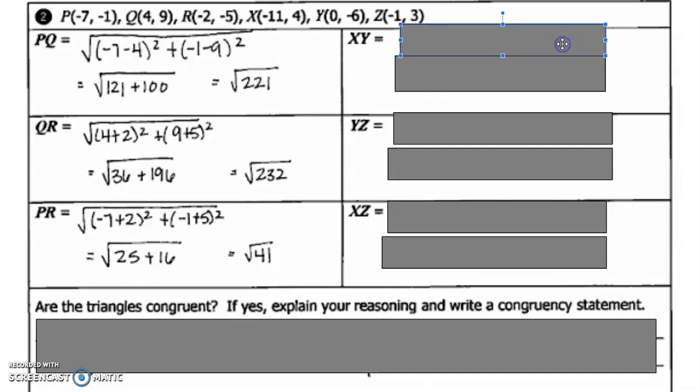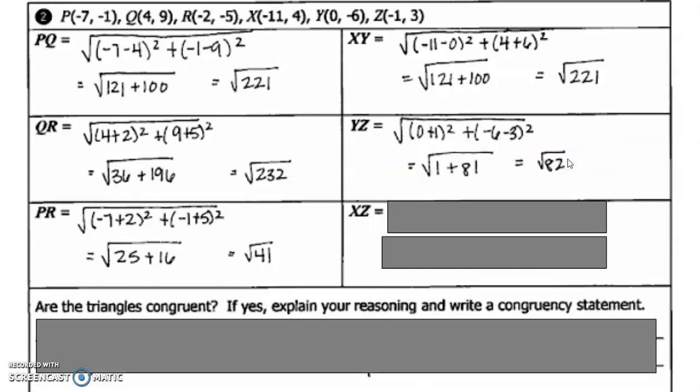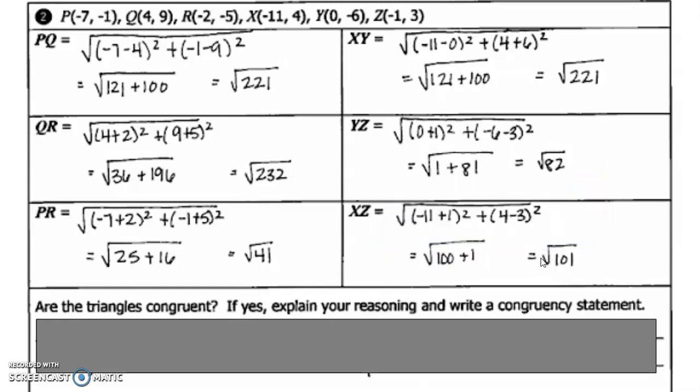On the other side, we're doing the same thing using that distance formula and writing it out. And we have XY simplifies to the square root of 221. YZ, when we simplify it out, it becomes square root of 82. And then XZ becomes square root of 101.